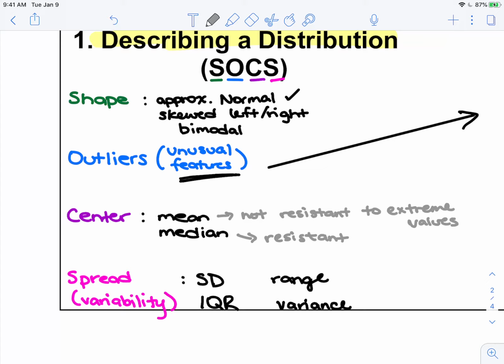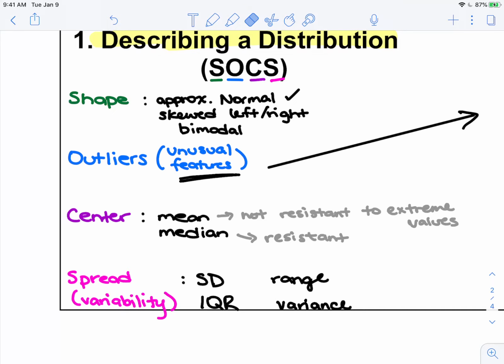So if you have a skewed distribution, and there's some sort of question that says, what's a better measure of center? Well, if it's skewed, you should probably use the median because that's resistant. The mean is good anytime the shape is approximately normal. Or bimodal, sure, that works too.